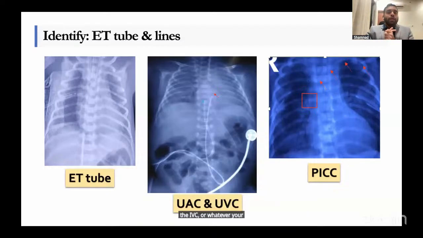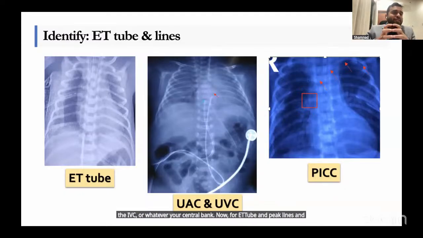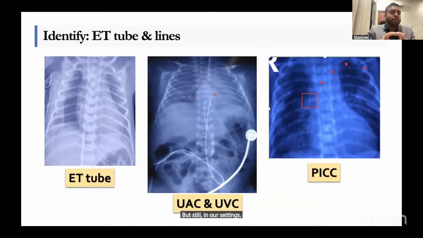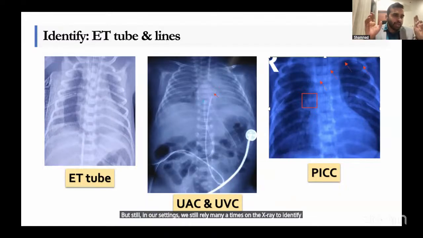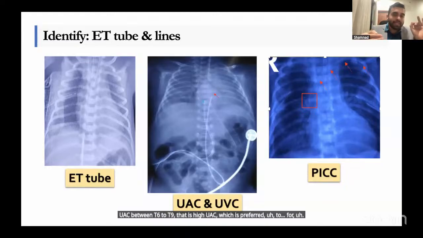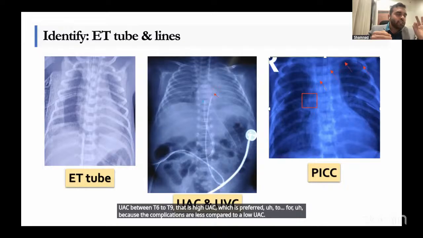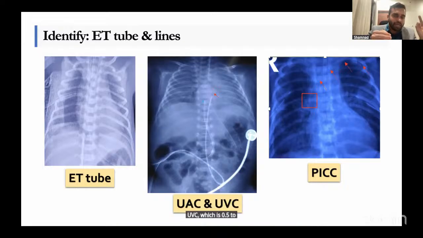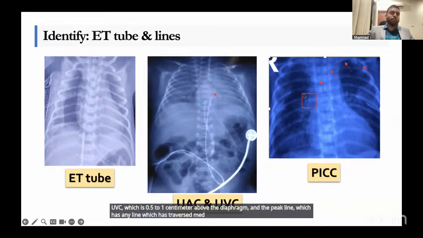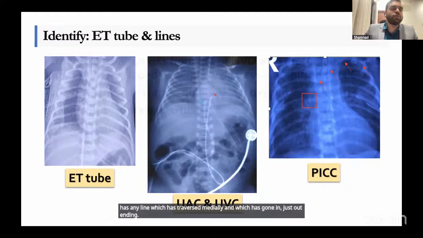For ET tubes, PICC lines and UVCs, nowadays POCUS has come up in a big way. But in our settings, we still rely many times on the X-ray to identify these lines. So again, revising: ET tube between T1 and T2; UAC between T6 and T9, that is a high UAC, which is preferred because the complications are less compared to a low UAC; UVC 0.5 to 1 centimeter above the diaphragm; and the PICC line, which has traversed medially and ends just outside the cardiac silhouette.